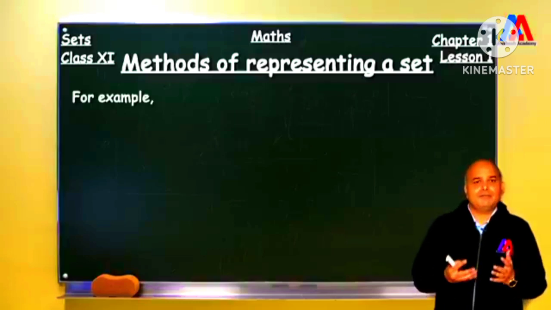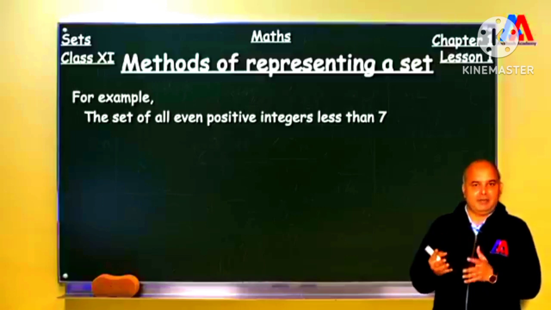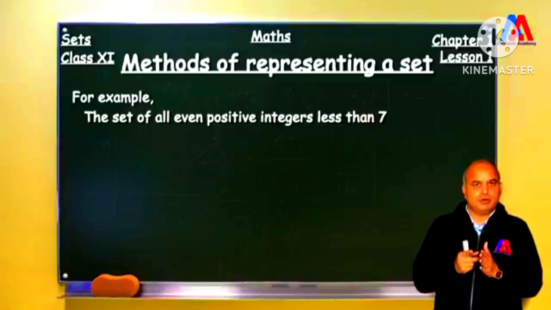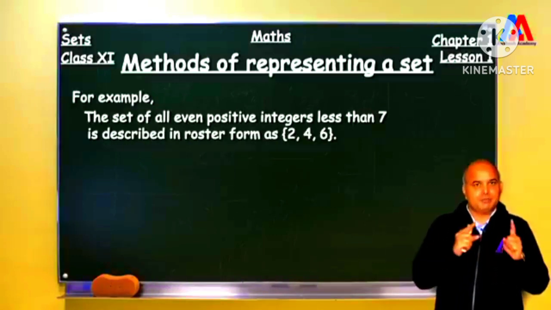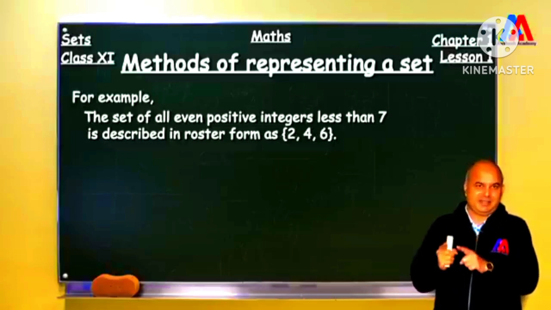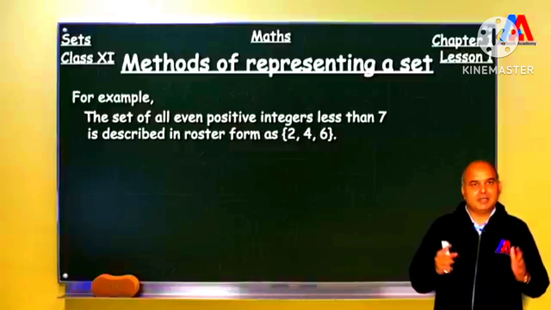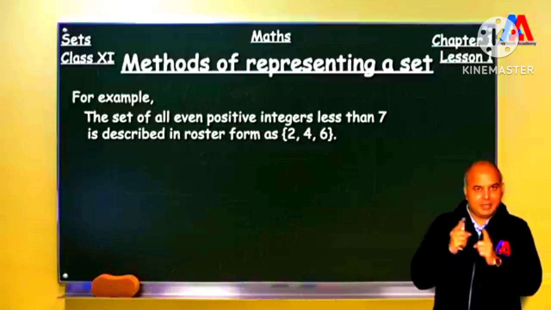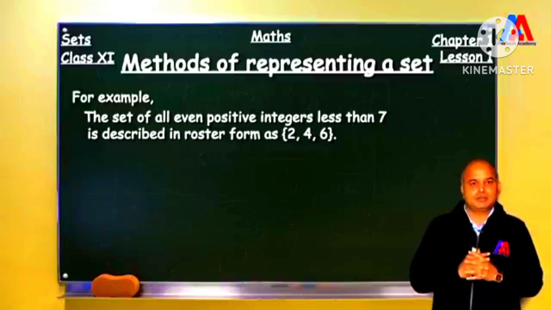For example, if we want to create a set in the roster form of all the even positive integers which are less than 7, then we find that there are basically 3 members in this set, 2, 4 and 6. Then how do we represent it? We put a bracket on both the sides, then put 2, 4, 6. This is how we represent the set in the roster form. That means we put a bracket on both the sides and we write all the elements of that particular set separated by a comma. So this is one thing which you should remember.